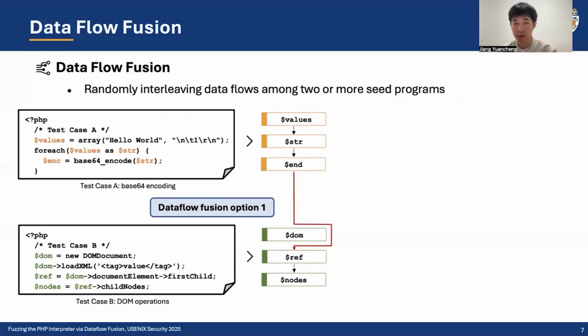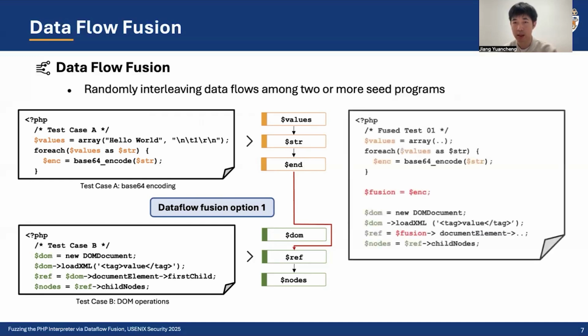Given two data flows, we can have such a data flow fusion option. We connect the last variable in test case A to the second variable in test case B. In this way, we can have such a fused program as the fuzzing input. And you can see now we have a new test case to fuzz the DOM operation on a base64 object.